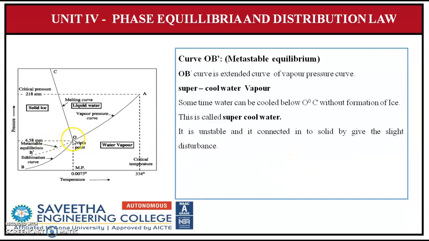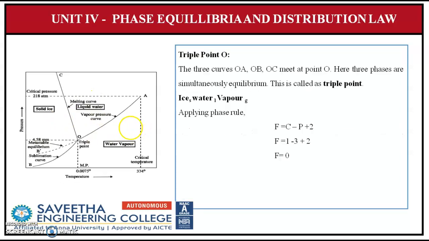Next is the metastable equilibrium. It is shown in the dashed line OB dash. The OB dash curve is the extended curve of the vapor pressure curve OA. It is called supercooled vapor. Sometimes water can be cooled below 0 degrees Celsius without the formation of ice. It is called supercooled water. It is unstable and it is converted into solid by a slight disturbance.